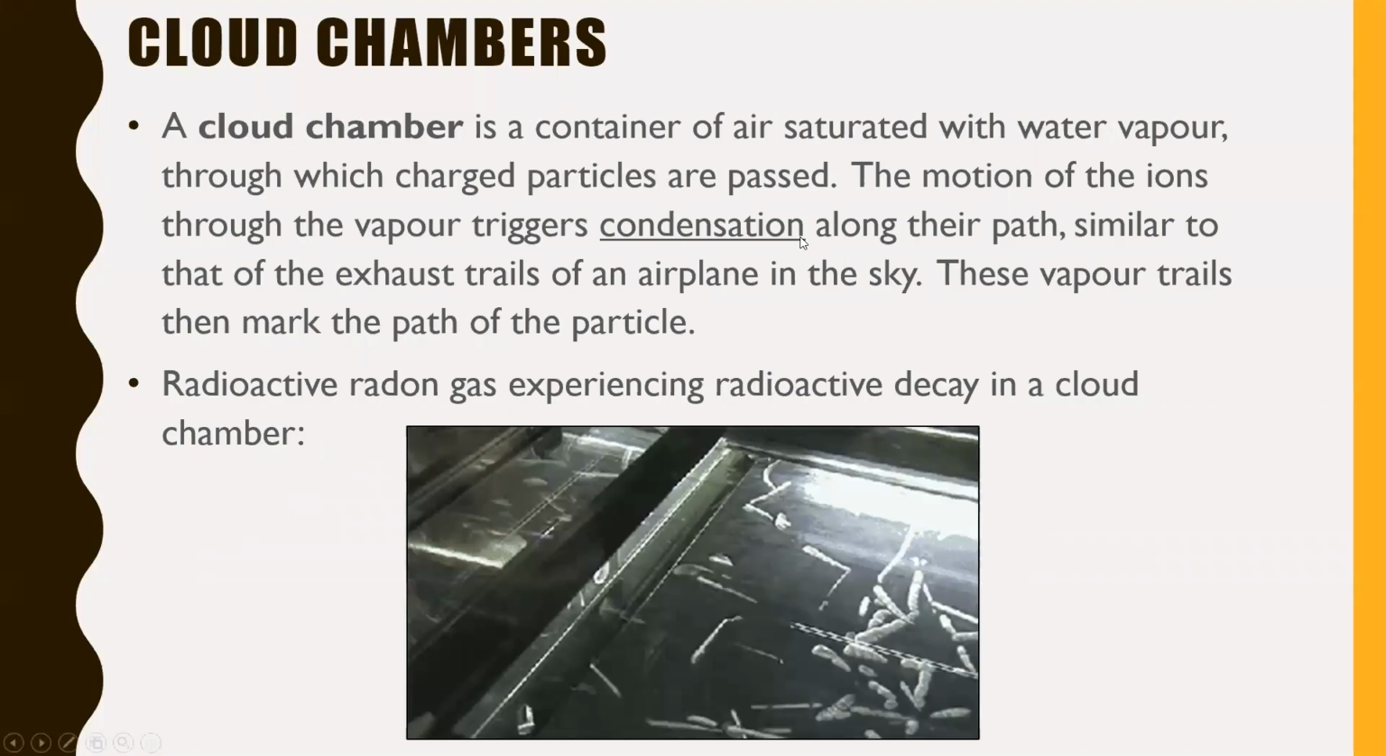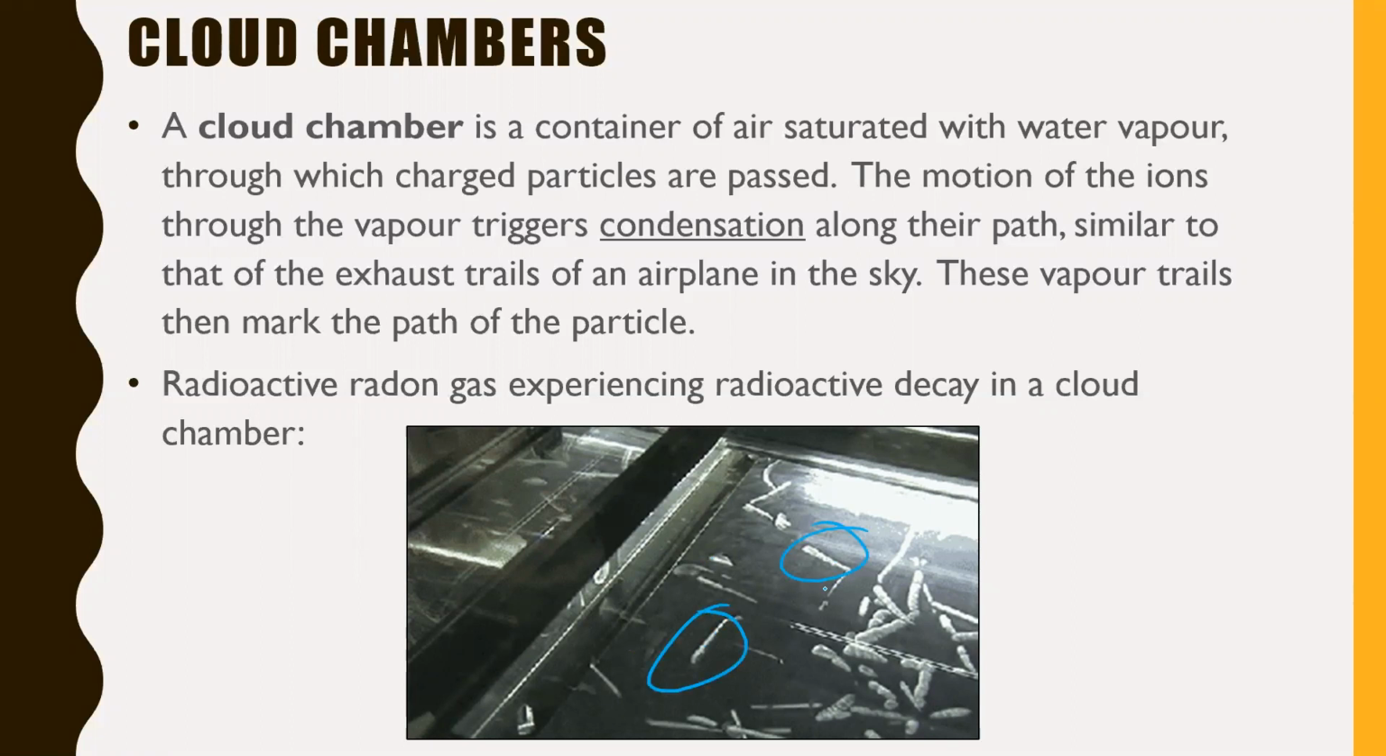Okay, first things first, a cloud chamber is a container of air saturated with water vapor through which charged particles are passed. The motion of the ions through the vapor triggers condensation along their path, similar to that of exhaust trails of an airplane in the sky. These vapor trails then mark the path of the particle. So in this picture here, it might be a little bit hard to see, but you can see all these little lines that kind of buzz around here.